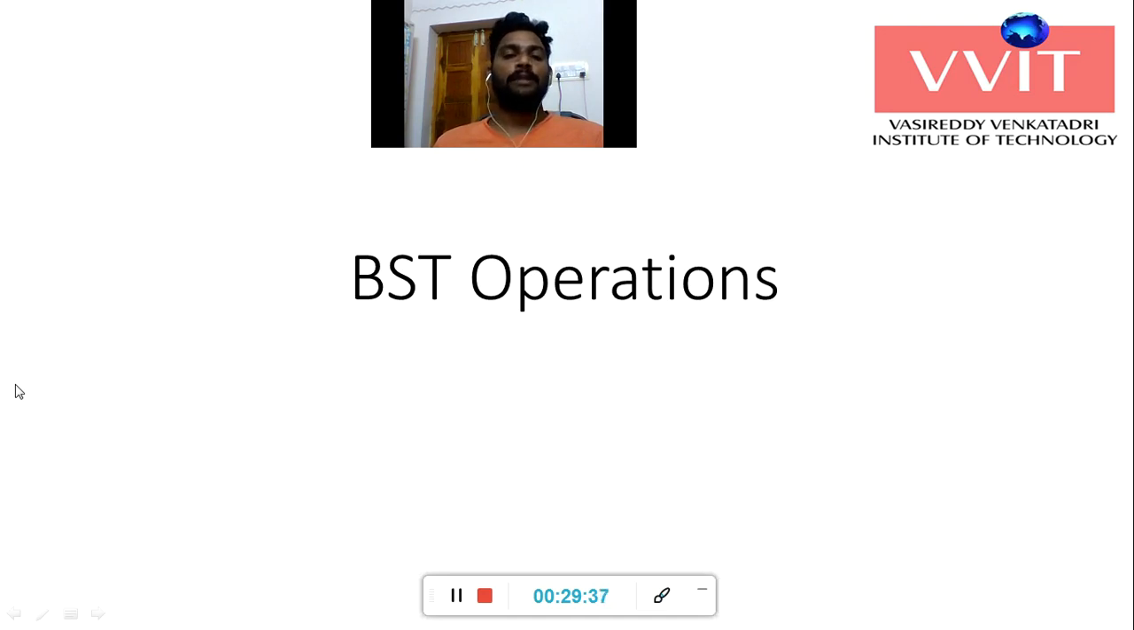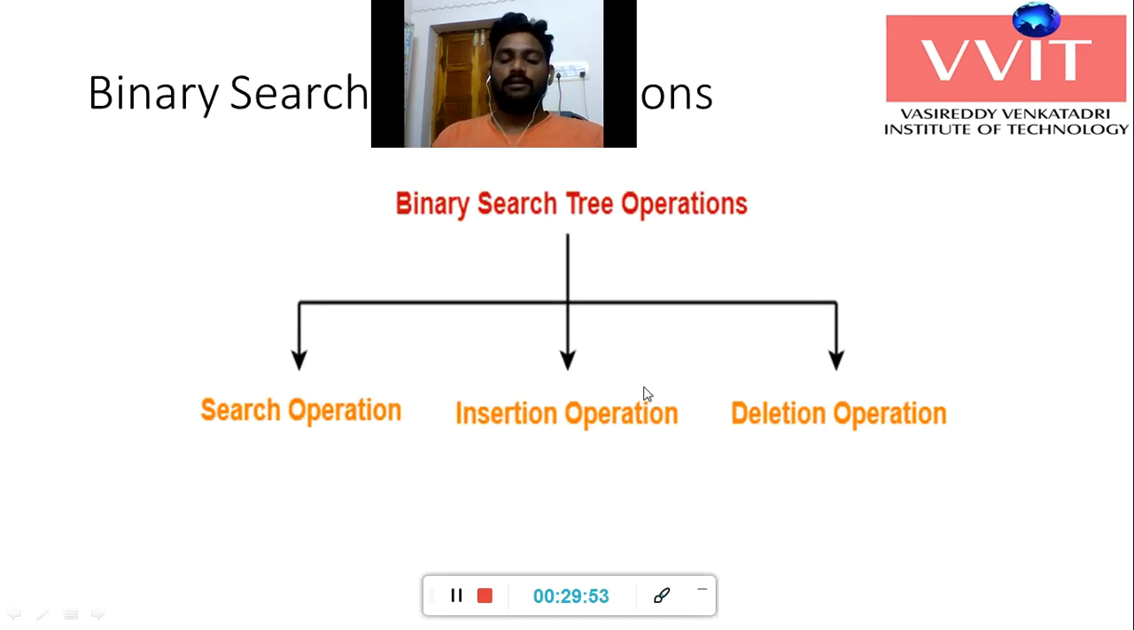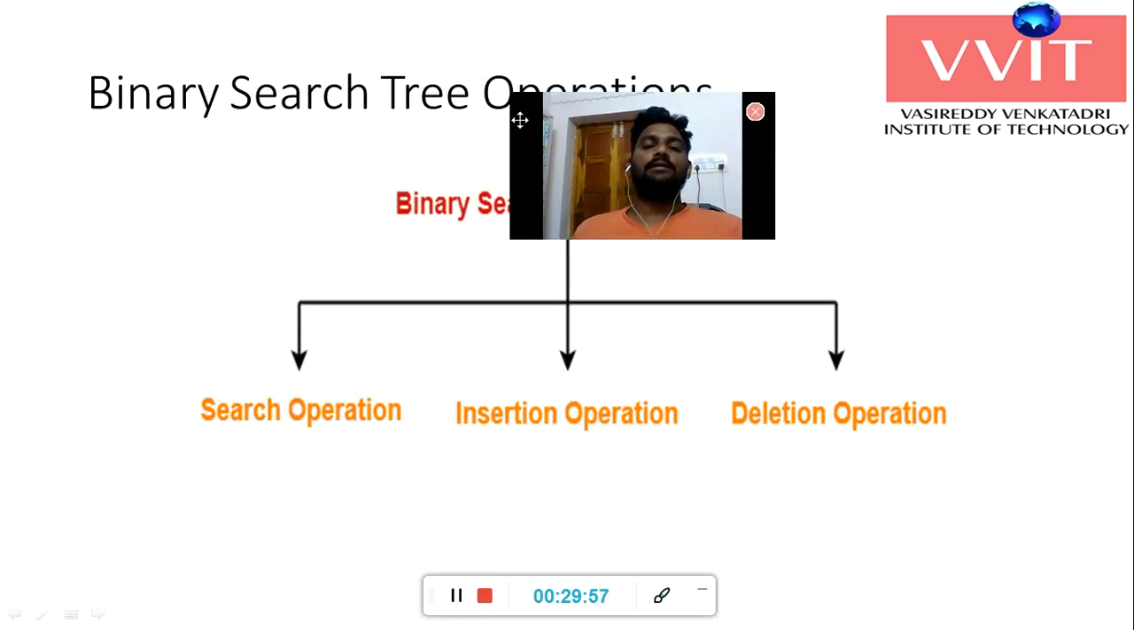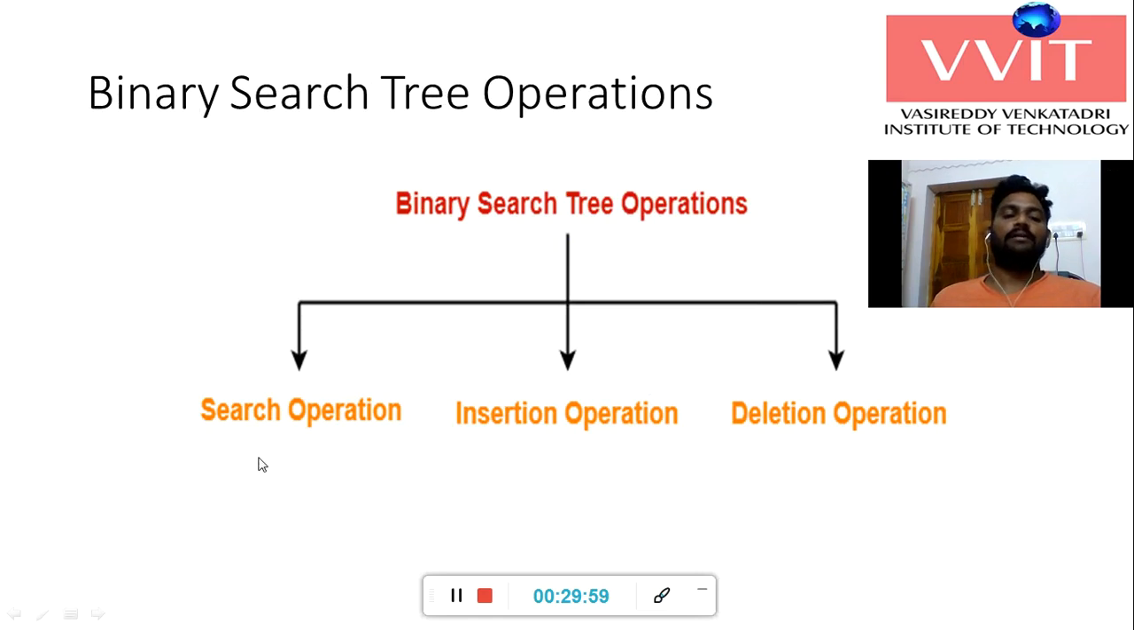Simply, what is the meaning of operations? To manipulate the data in the given binary search tree. Here manipulation means add something, delete something and search something in a given binary search tree. These are called binary search tree operations. Generally, the binary search tree operations are categorized into three ways. One is the search operation, another is the insertion operation, and finally the deletion operation.